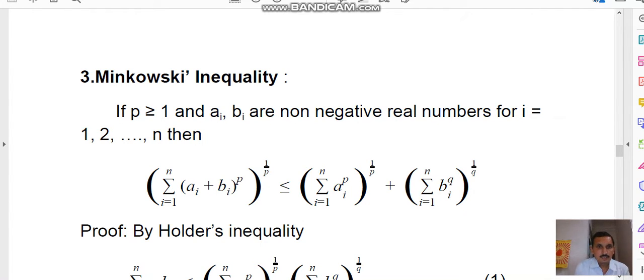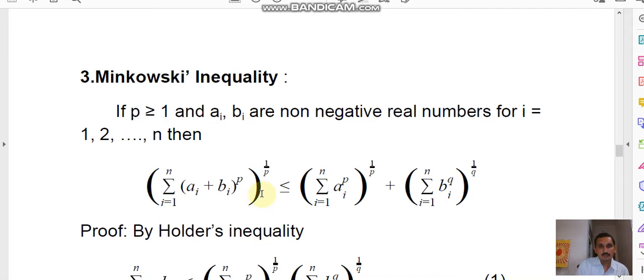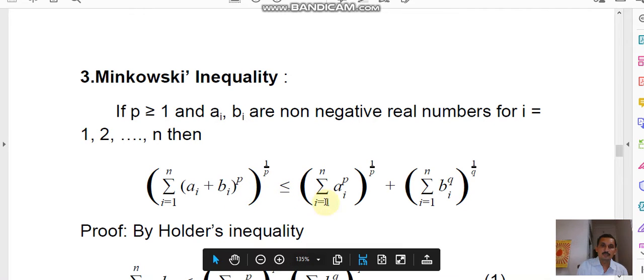Next we consider the Minkowski inequality. If p is greater than or equal to 1 and ai, bi are non-negative real numbers for i varying from 1 up to n, then summation i varying from 1 to n of ai plus bi power p whole power 1 by p is less than or equal to summation i equal to 1 to n ai power p whole power 1 by p plus summation i equal to 1 to n bi power q and 1 by q.